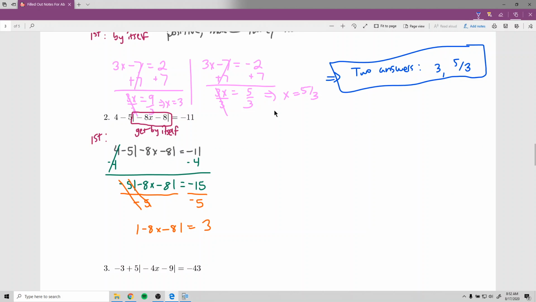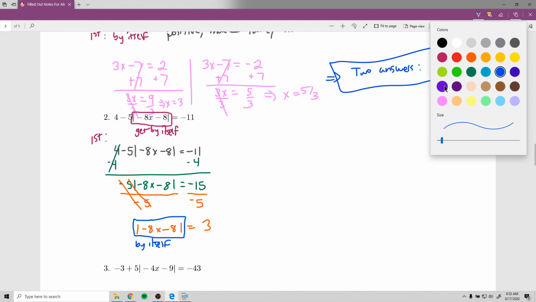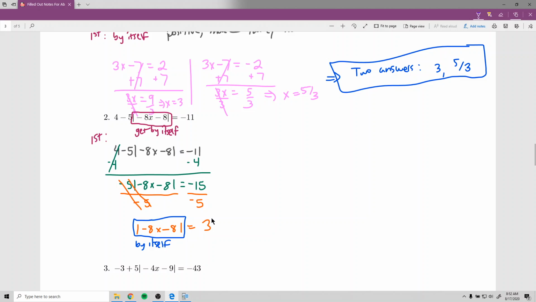Now that we have the absolute value by itself, then we decide what we should do next. Since this is by itself, we look over here. Is the number positive or negative? And we can clearly see 3 is positive, which means we make our two equations.